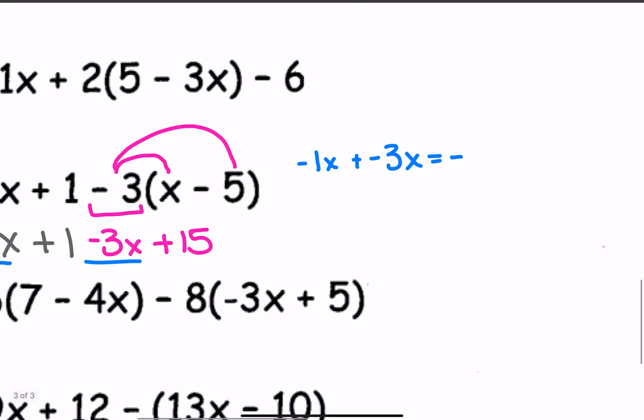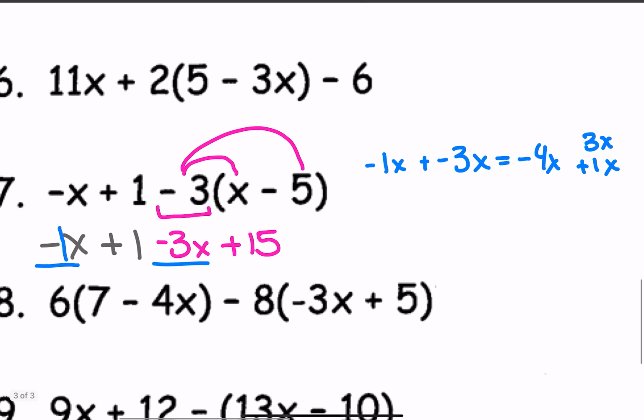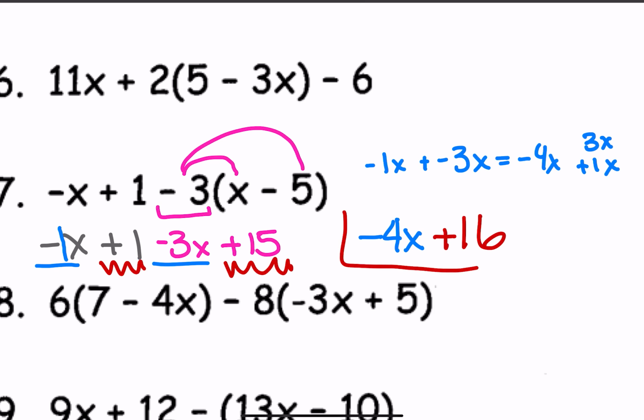So all you have to figure out is what is 3x plus 1x? Well, that's a 4x. So when we combine those like terms that have the same sign, negative 4x is our final answer. Then we got 1 plus 15. Okay, I can do that. I hope. That's 16.